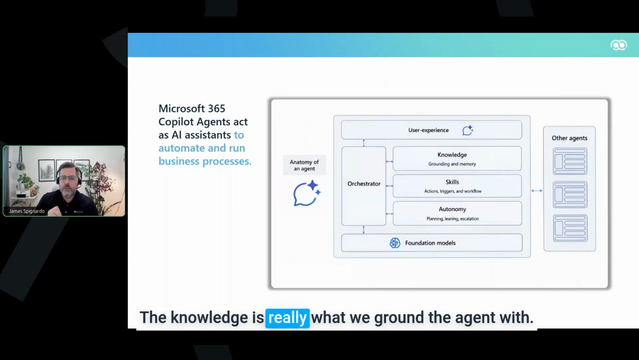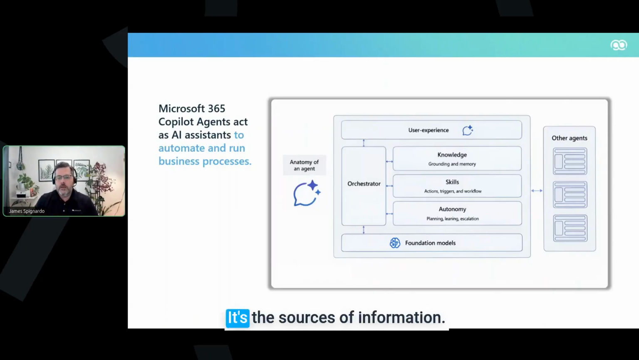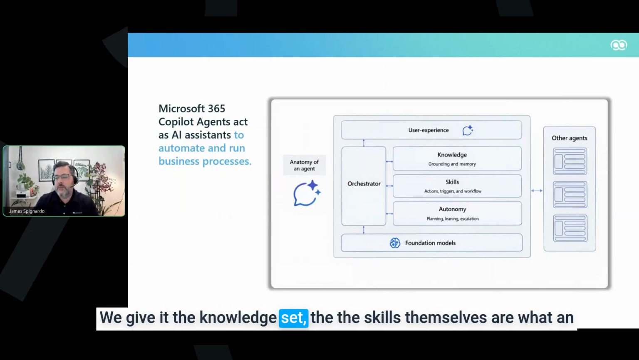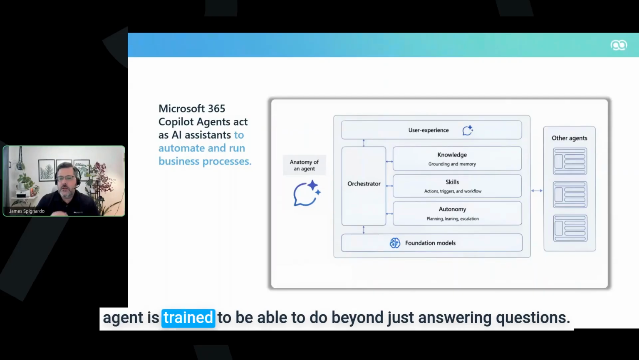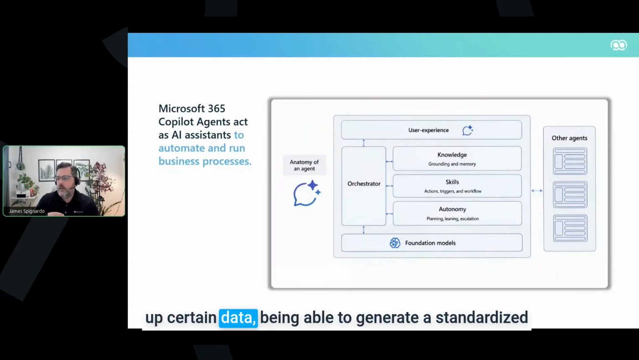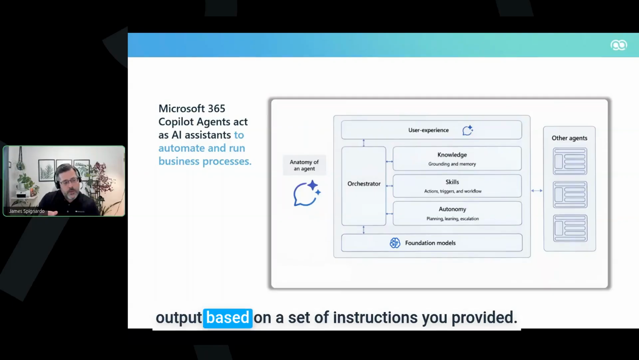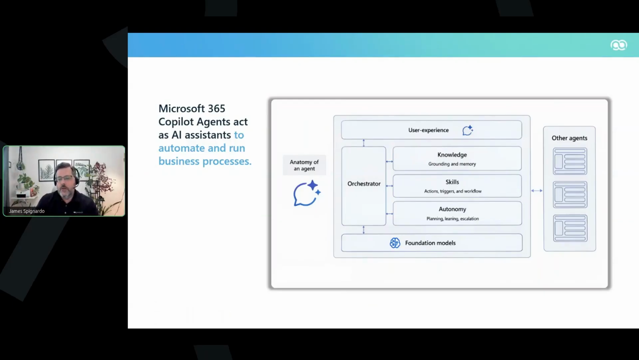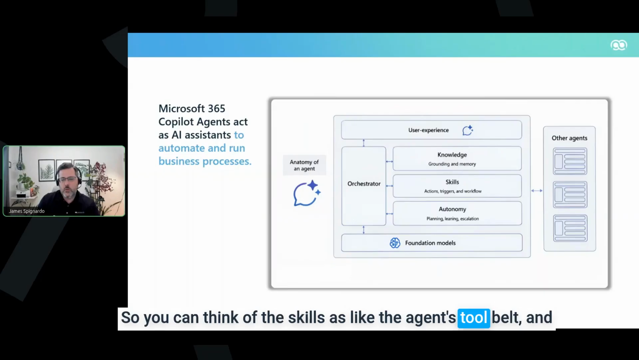The knowledge is really what we ground the agent with. It's the sources of information. This is so that the agent essentially doesn't make things up. We give it the knowledge set. The skills themselves are what an agent is trained to be able to do beyond just answering questions. For instance, triggering a workflow, being able to look up certain data, being able to generate a standardized output based on a set of instructions you provided, or basically moving a process forward and maybe even handing it off to another system. So you can think of the skills as like the agent's tool belt.